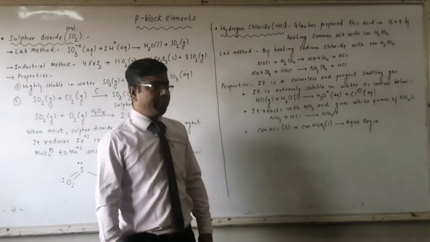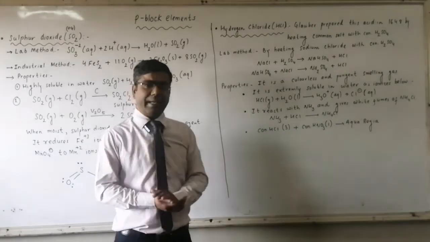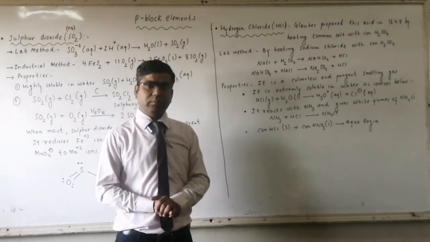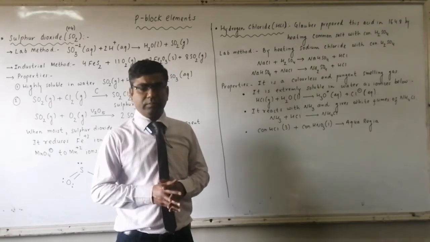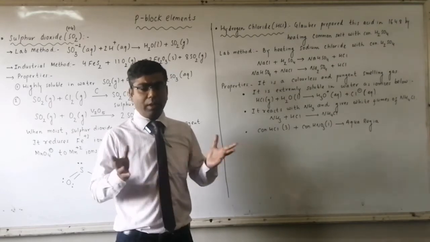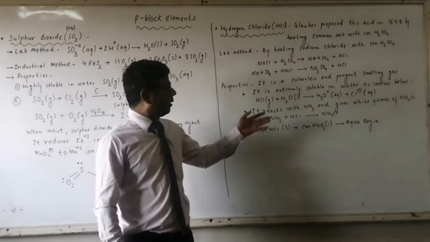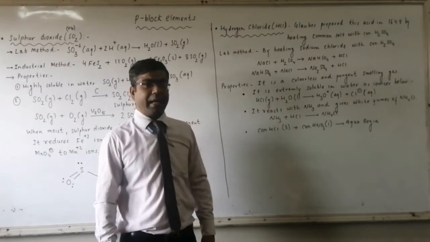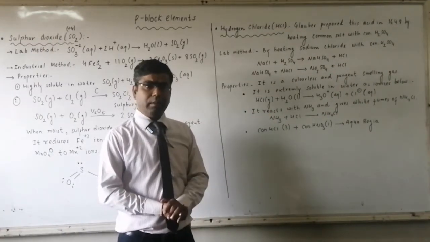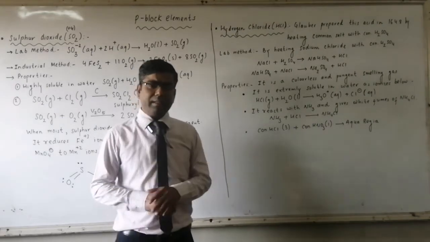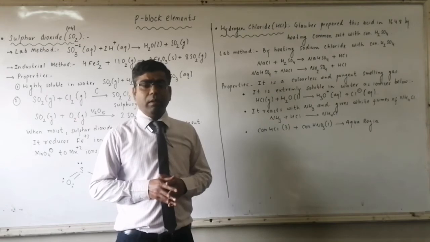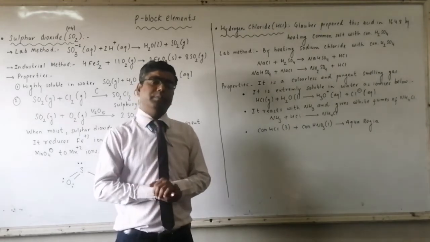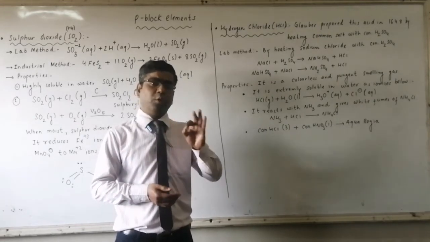About the properties, it is a colorless and pungent smelling gas. It's not pleasant, it's pungent. There is no color. It is extremely soluble in water. When it is a gas, it is called hydrogen chloride. When it is dissolved in water, then it is called hydrochloric acid.